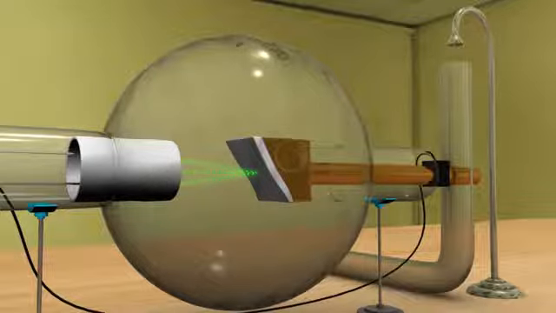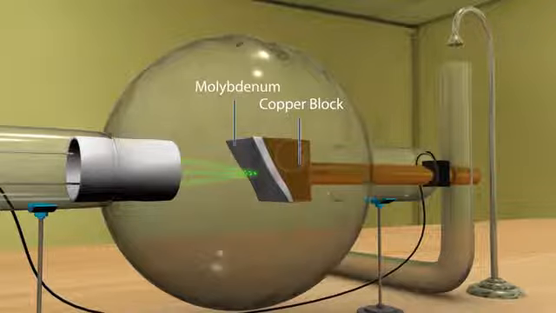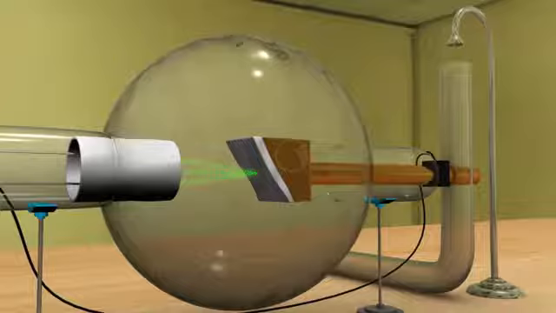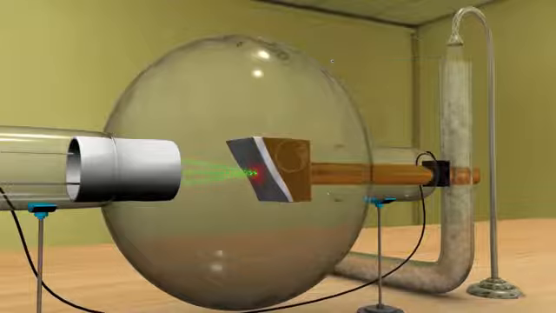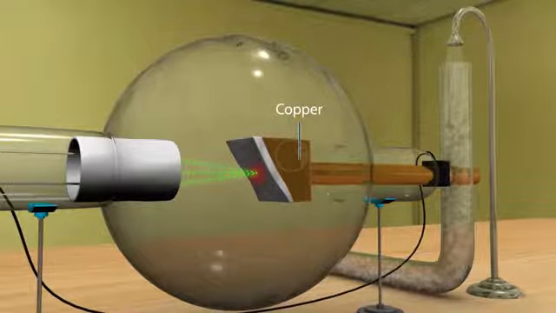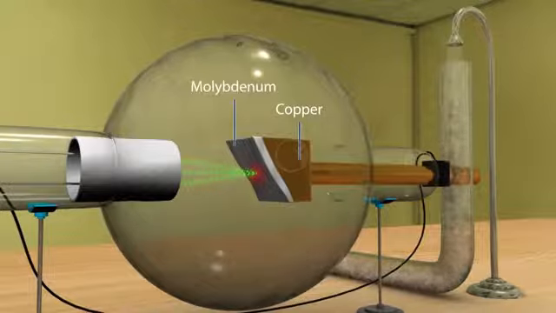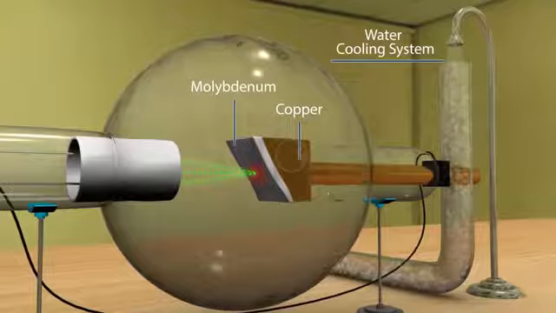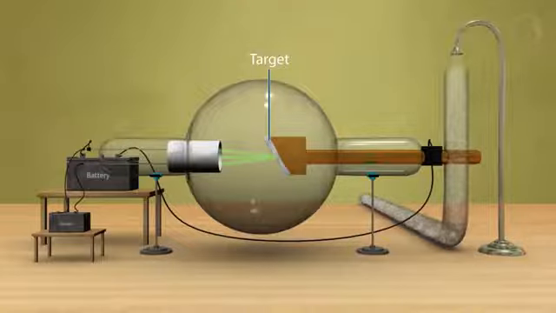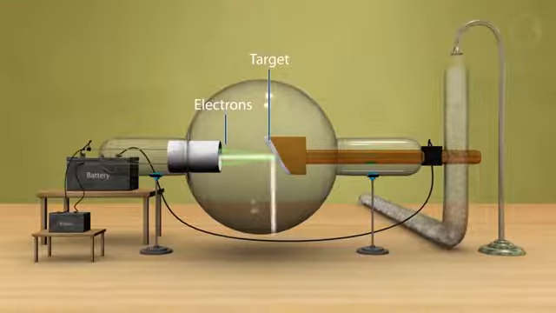The target is made up of a copper block in which a piece of tungsten or molybdenum is fixed. High thermal conductivity is needed to carry away the heat generated to the cooling setup. Here we use copper, which is a good conductor of heat and can take the heat away from the molybdenum metal towards the water cooling system. The target is also tilted at an angle of 45 degrees, causing the electrons to hit at an angle. This will produce the X-rays almost perpendicular to the electron beam.